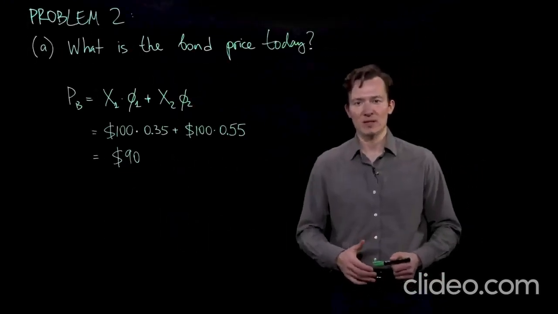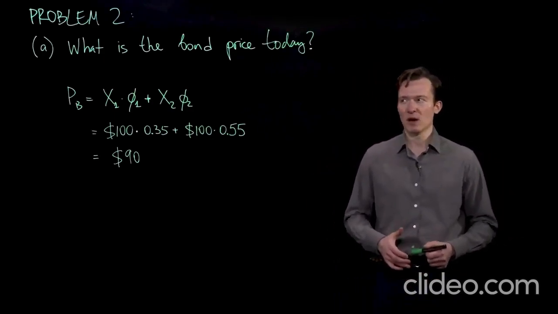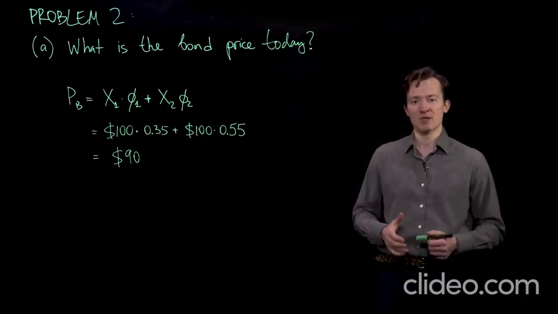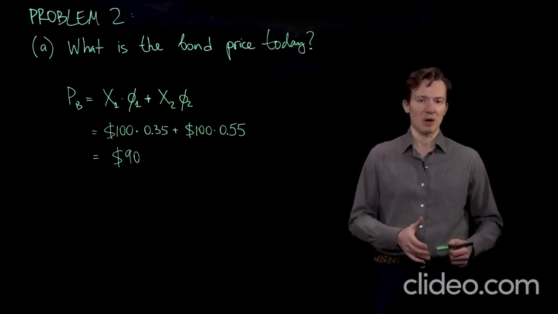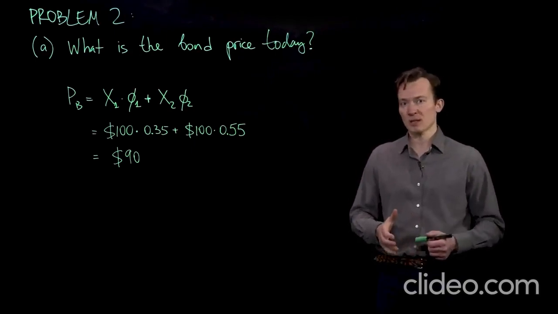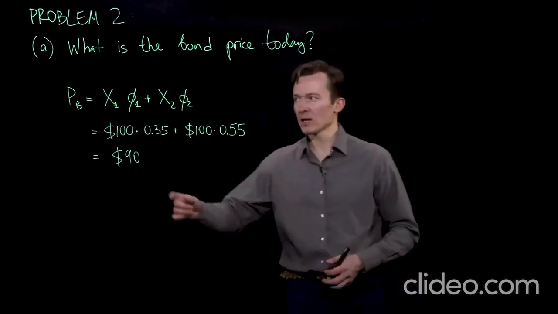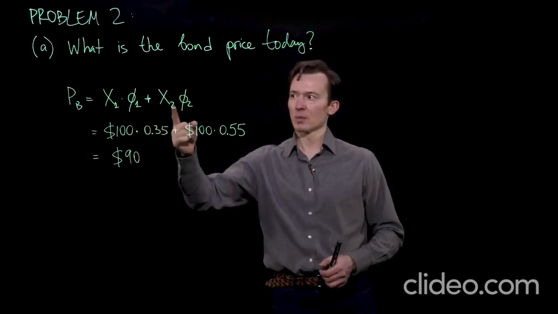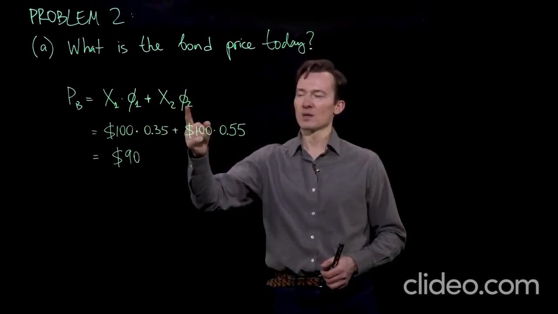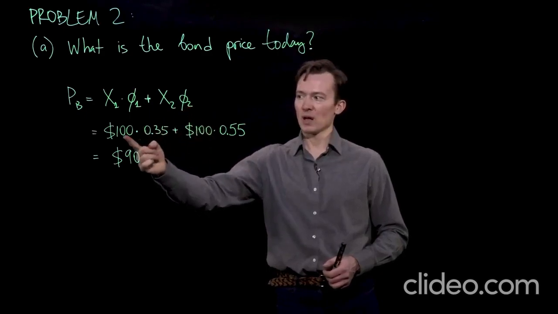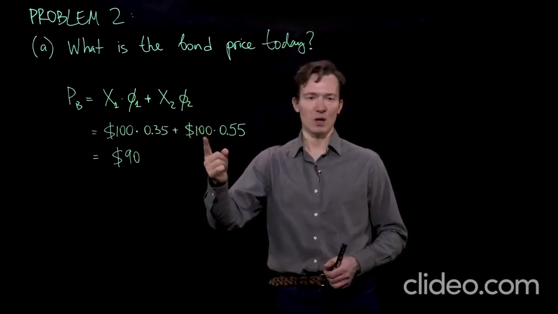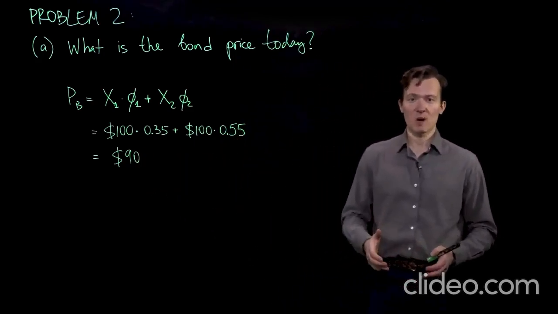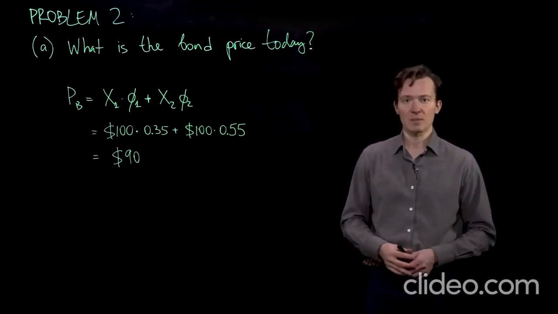In this problem, we're given state prices, and we're asked to find the price of the bond. To find the price of the bond, we have to multiply the payoffs that we get from this bond by their state prices. We have only two states in this particular case. So therefore, the price of the bond equals the payoff that we get in the first state, multiplied by the price of that state, plus the payoff that we get in the second state, times the price of that second state. It's $100 times 0.35 plus $100 times 0.55. That gives us $90. So the price of this bond today is $90.